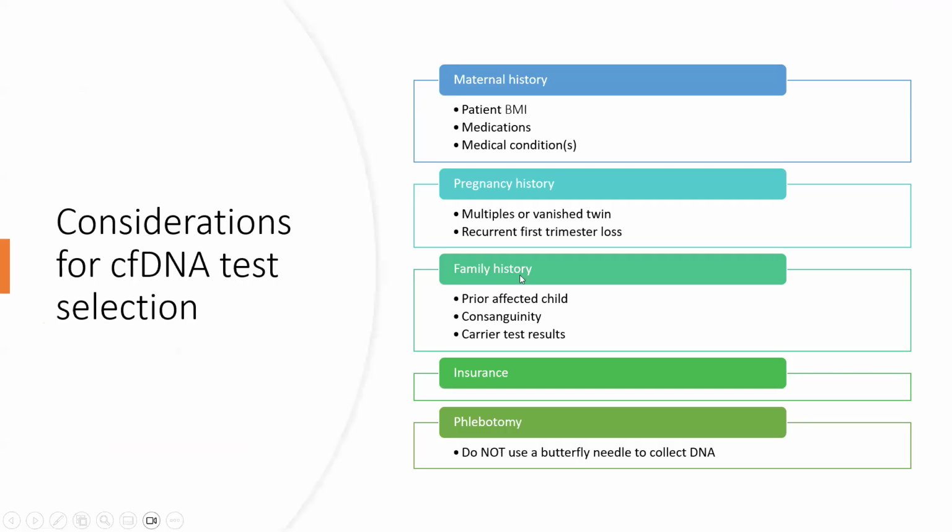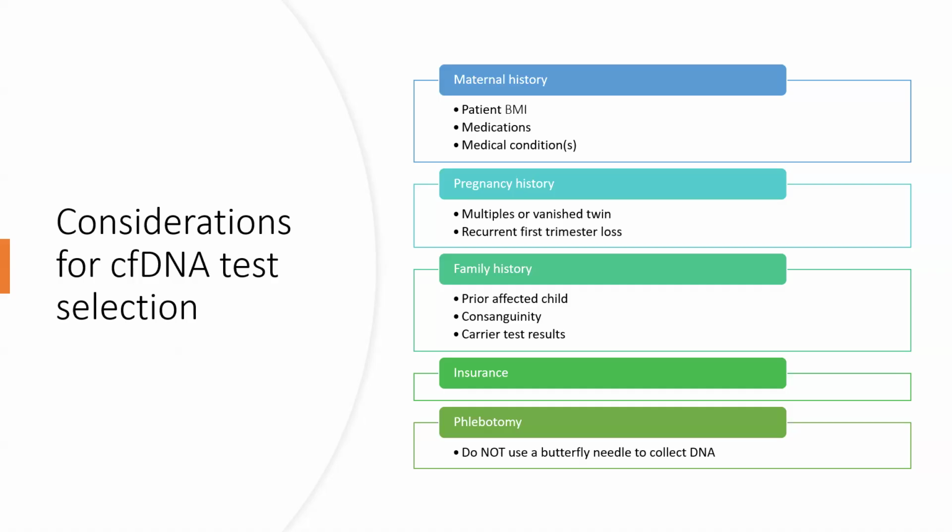So with all of that being said, what does that mean? How do we think about cell-free DNA testing for our patient population? Some considerations we should be thinking about is the mother's history. So what is her BMI? Is she taking any medication such as Lovenox, or does she have any medical conditions? Does she have sickle cell disease? Does she have active autoimmune disease? All of which should be considerations when performing cell-free DNA.